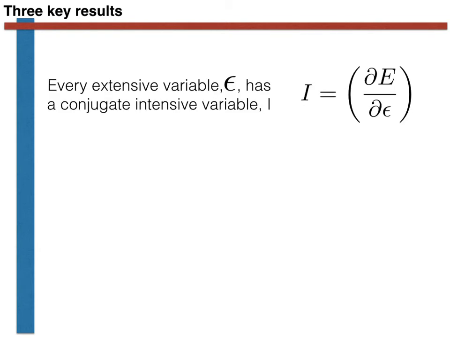To conclude then, we have arrived at three key results by starting from the first and second laws of thermodynamics. We have shown that the state of the system is characterized by the values of the extensive thermodynamic variables, and that every extensive thermodynamic variable has a conjugate intensive thermodynamic variable, which can be calculated by taking the first partial derivative of the internal energy with respect to the extensive variable. These intensive variables characterize the way that the system interacts with its surroundings.